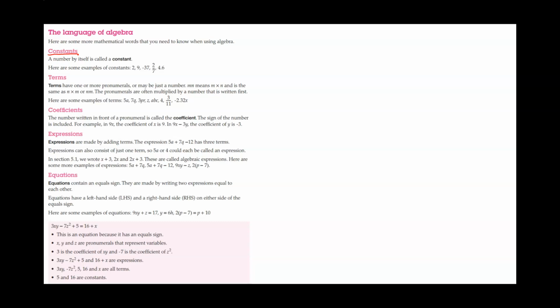So a number by itself is called a constant. Some examples are 2, 9, -37, and a fraction could be a constant, so 2/7, or a decimal, 4.6.